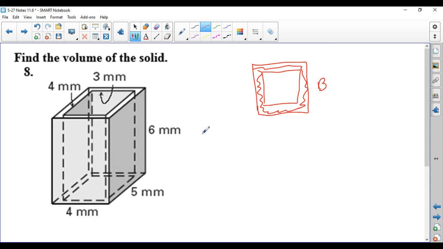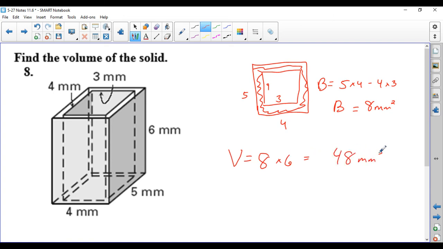That base area would be 4 by 5 on the outside and 3 by 4 on the inside. So the base area is 5 times 4 minus 4 times 3. The base area is 8, and this is square millimeters. So I can find that region first and then take that base area times the height to get the volume. Or you could do 5 times 4 times 6 minus 3 times 4 times 6. You have some options.